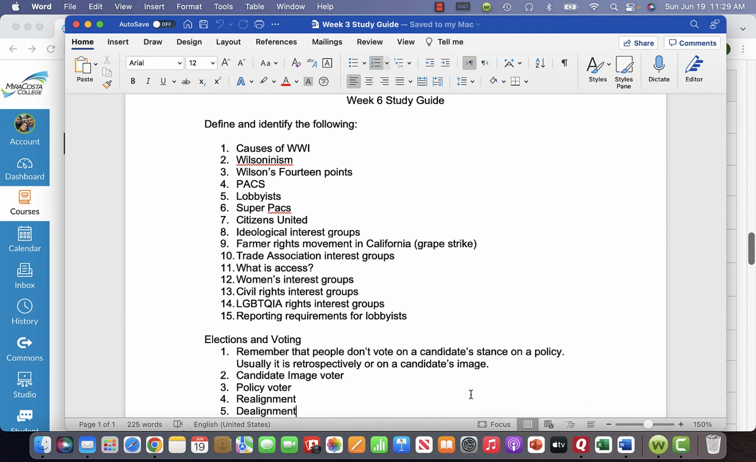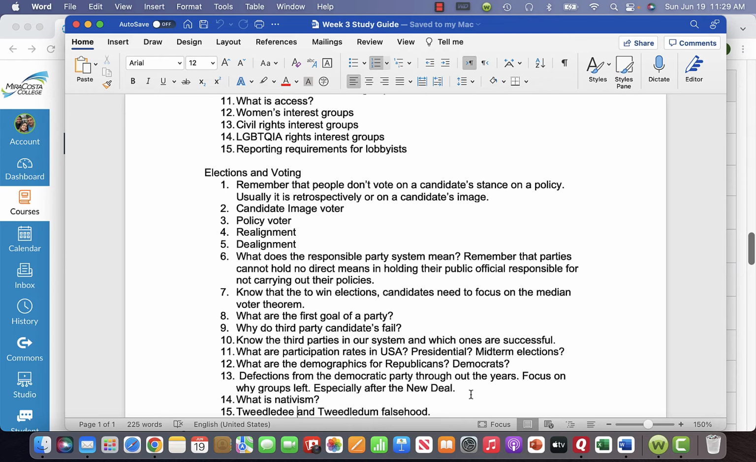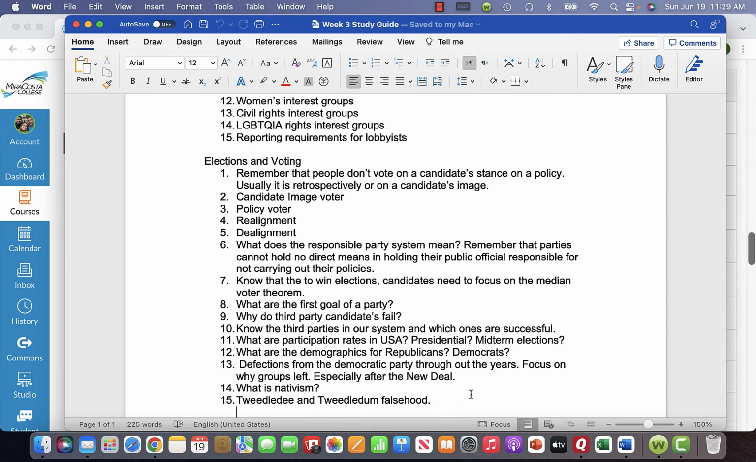All right, so let's go ahead and talk about elections and voting and political parties. Remember that most people don't vote on a candidate's stance on a policy. Usually they vote retrospectively or based off of a candidate's image, right? Retrospectively would be in the sense that you look at past judgments or past actions of a candidate and see that, okay, they didn't do well on this. Maybe I need to give this other candidate a shot.